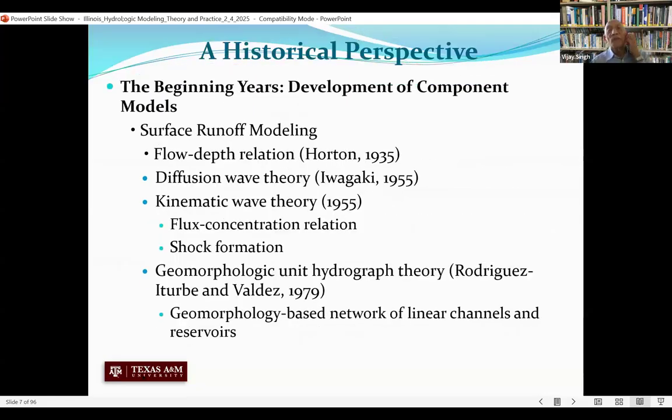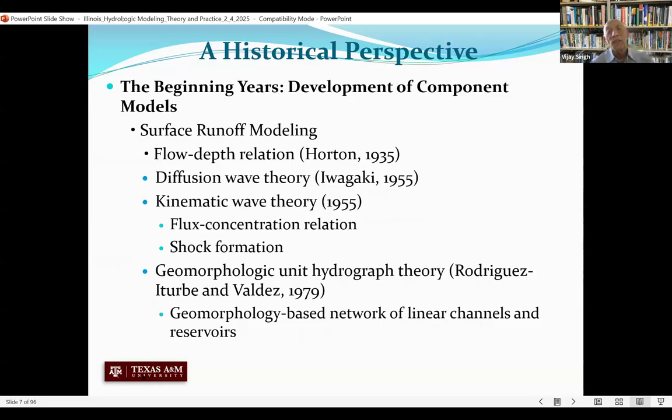Then we go back to again, so those methods were essentially describing the time history of discharge, particularly surface runoff. But in the area of surface runoff, also in 1935, Horton developed a flow depth relation using the experiment that he conducted in 1935. And then, of course, Iwagaki in 1955 developed diffusion wave theory for flow routing in channels.